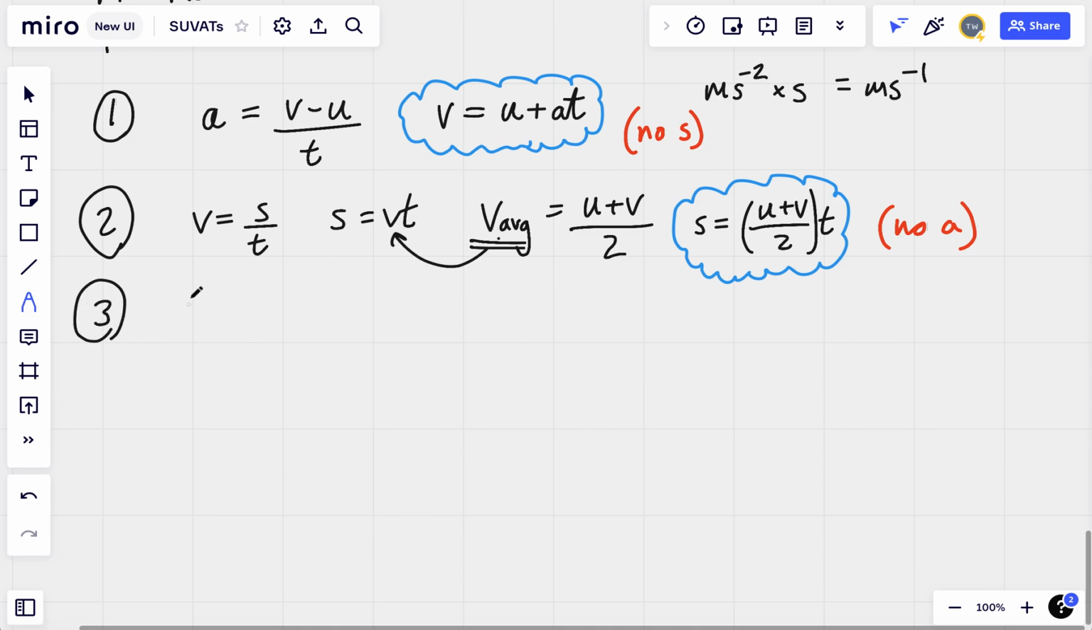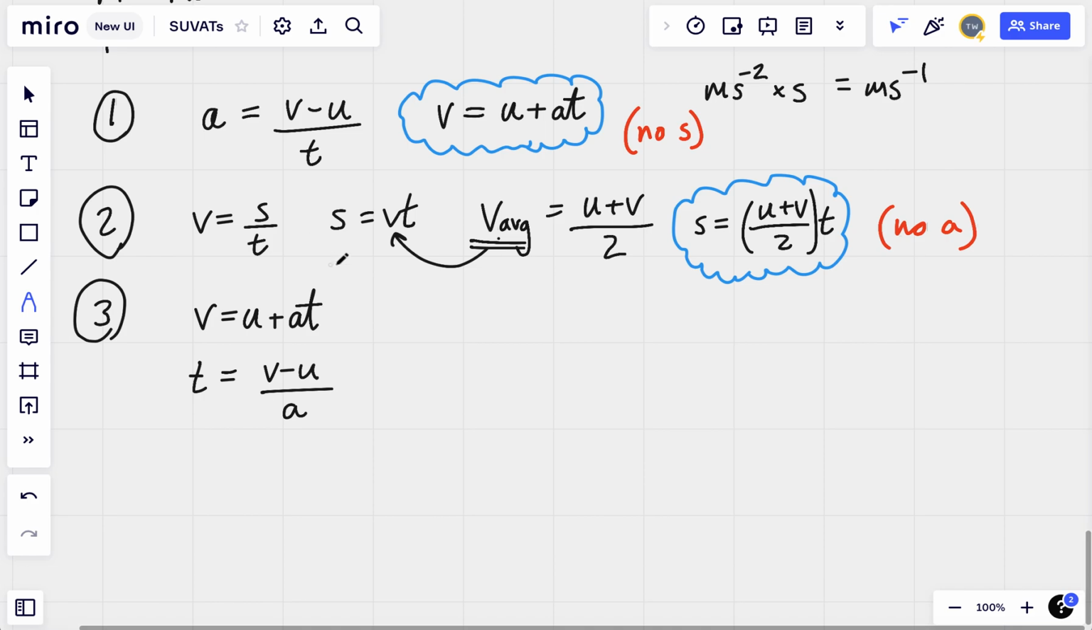Okay, number 3, this one you'll use an awful lot. Now what we're going to do here is start with essentially a rearranged version of our first SUVAT. Okay, so we're going to rearrange the first SUVAT for t. So if I start with v equals u plus at, take away the u and divide by a, I end up with t equals (v minus u) over a, and that equals our t. Okay, hopefully you're happy with how you can get there.